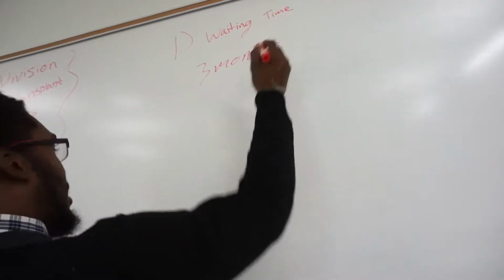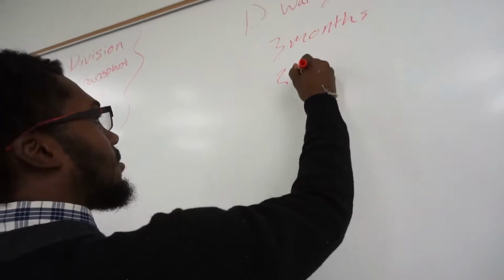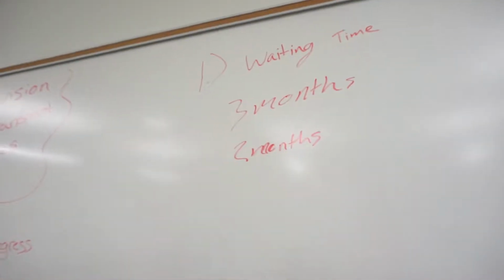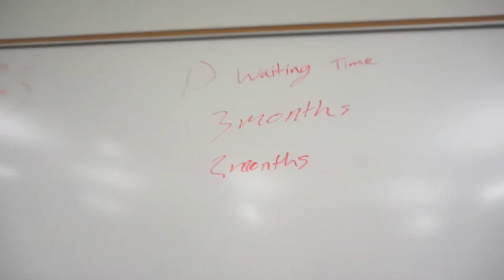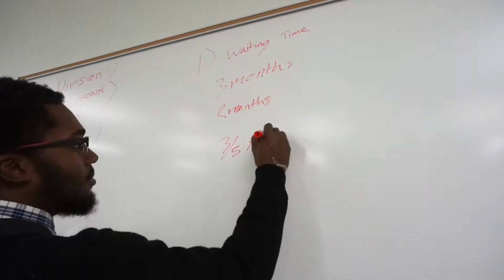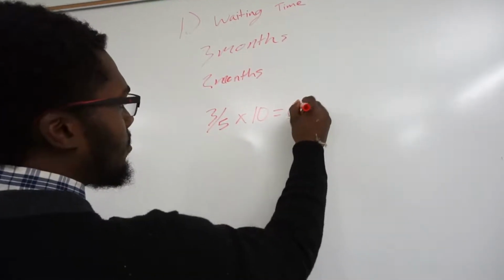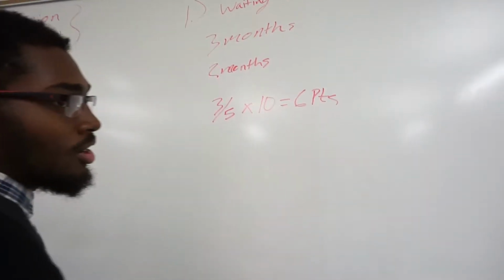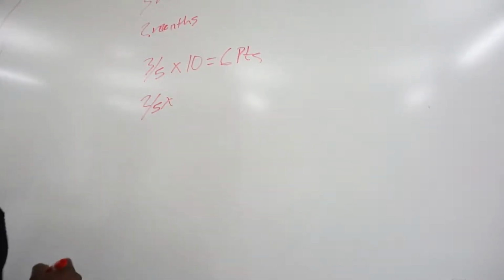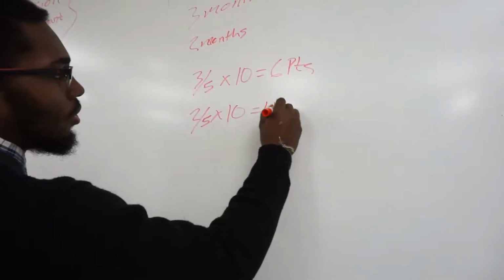Now, let's say I've been waiting for 2 months. I spelled months wrong. Gosh dang. Well, we'll take yours. 3 divided by 5 times 10. And that would equal you 6 points. Hooray for you. Now me, I will have 2 divided by 5 times 10, and that would only give me 4.